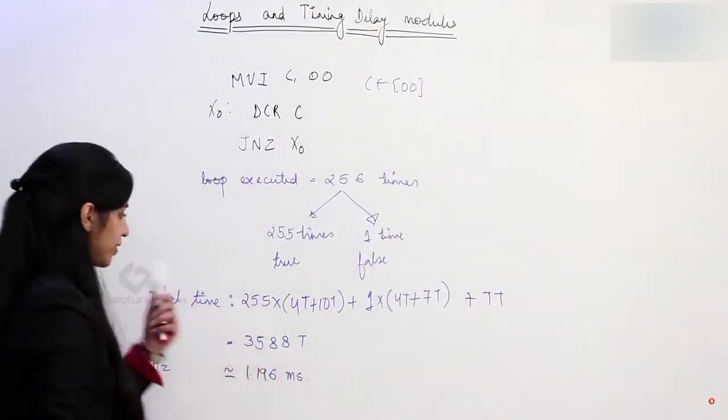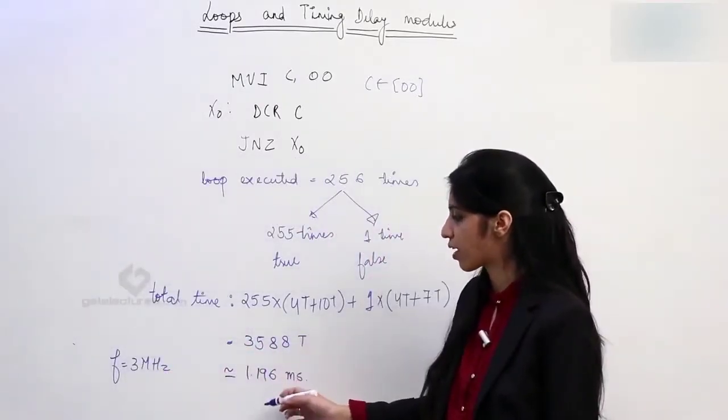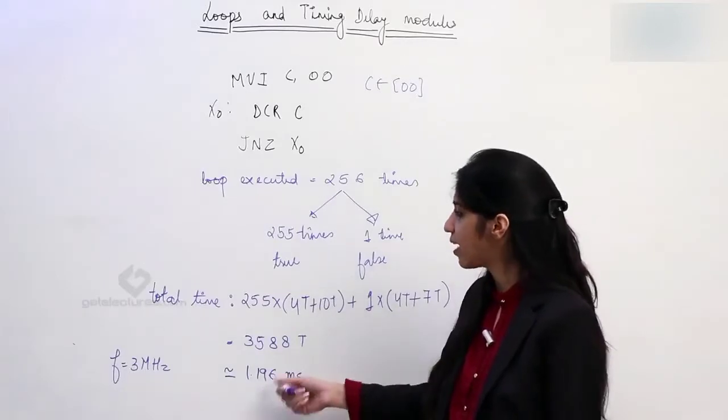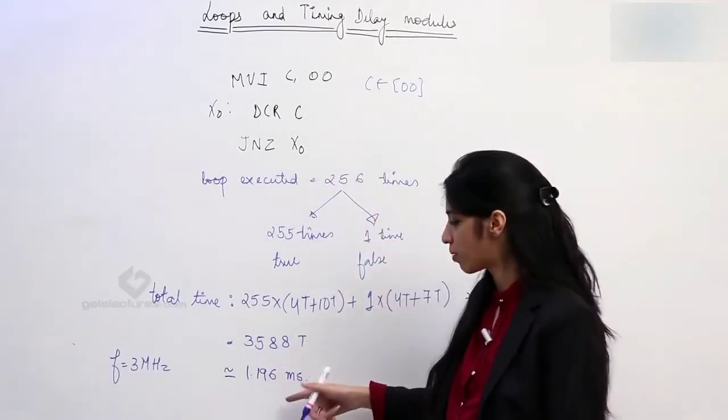Okay, if you just put t, I am putting t as 1/3 microseconds, and I have made the calculation. You can also try it. You will find that this timing module is going to be 1.196 milliseconds.